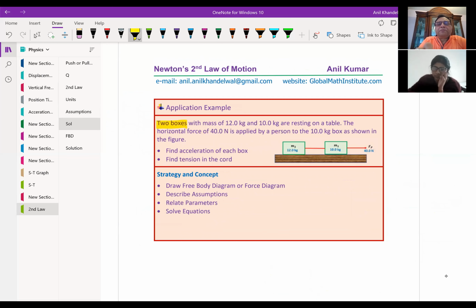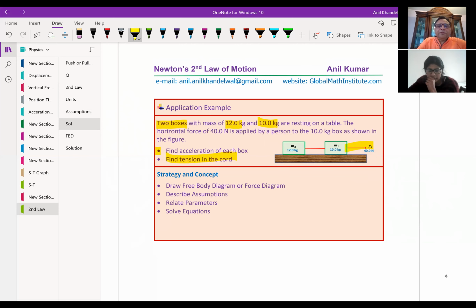Two boxes with masses of 12.0 kg and 10.0 kg are resting on a table, as shown here. A horizontal force of 40 newtons is applied by a person to the 10 kg mass, as shown in the figure. You need to find two things. One, find the acceleration of each box. We know this acceleration is going to be constant and is going to be the same for each box. Two, find the tension in the cord, F_T. So we have to find the tension in the cord. That is what the question is.